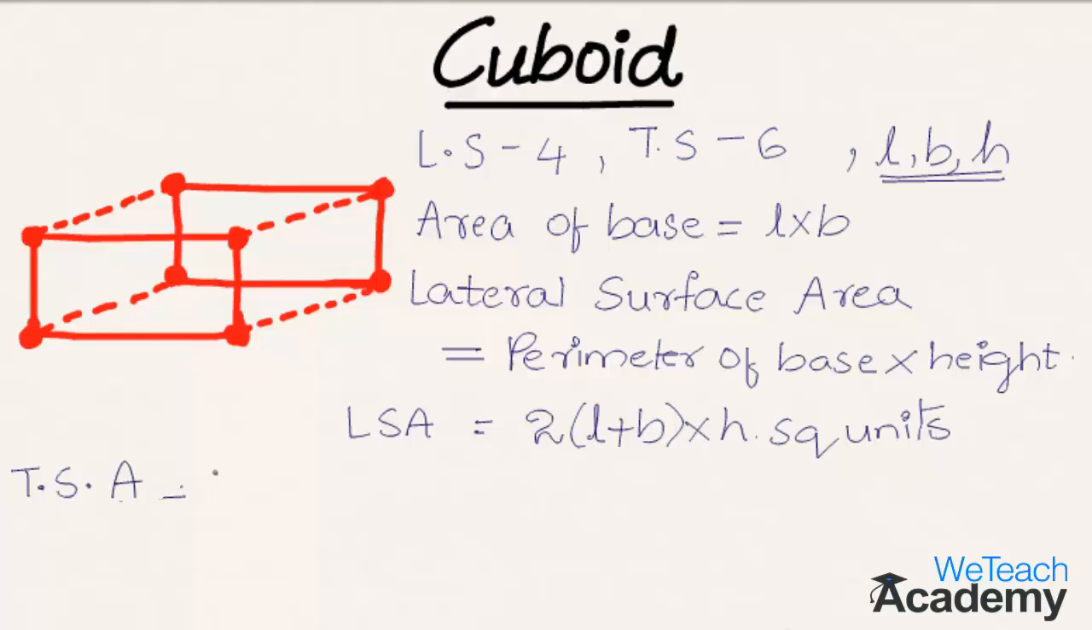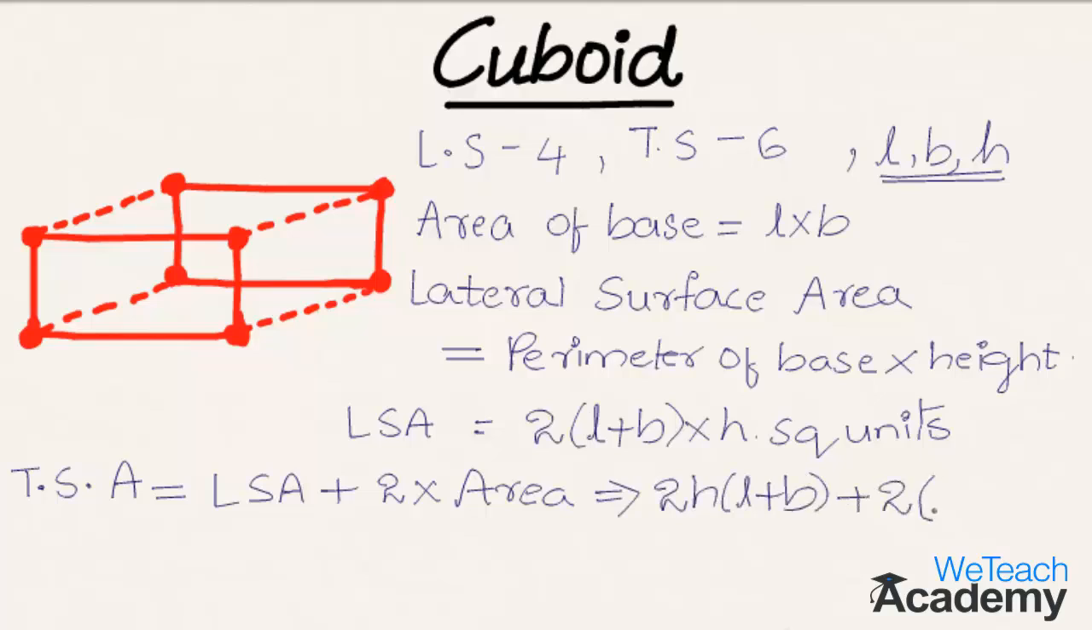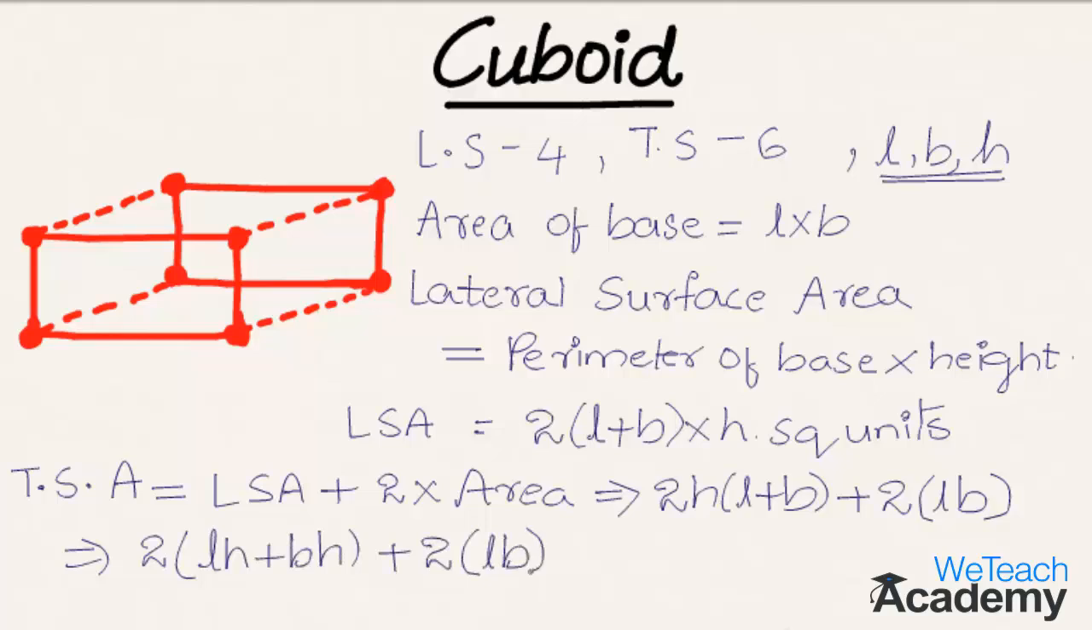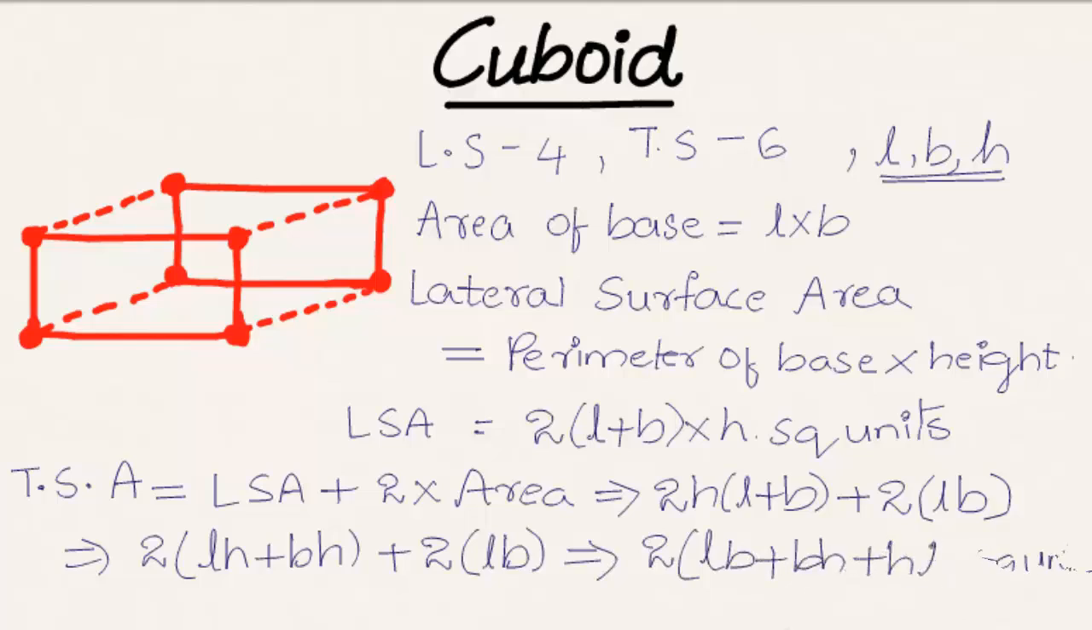Then coming to the total surface area. The total surface area will include the lateral surface area plus 2 times the area of the base of the cuboid. By substituting the values of both the lateral surface area and the area of the base, we get 2h into L plus B plus 2 times of L into B. By simplifying, we get 2 into LH plus BH plus 2 into LB. Writing 2 as a common factor, we get 2 times of LB plus BH plus HL square units.